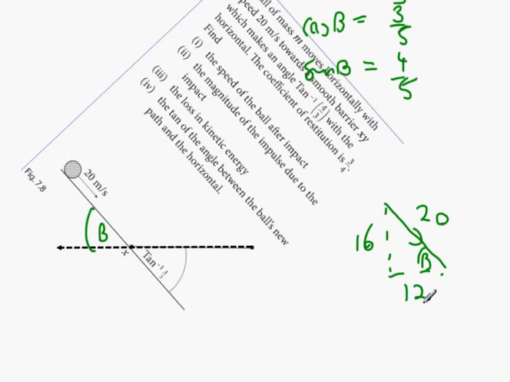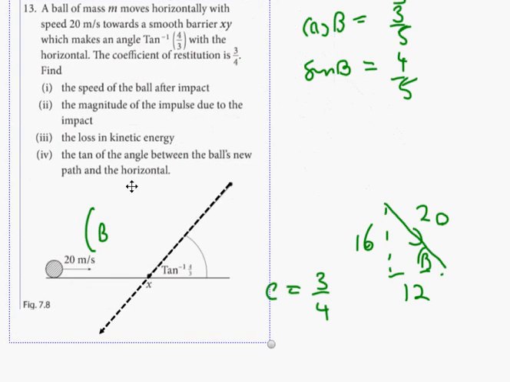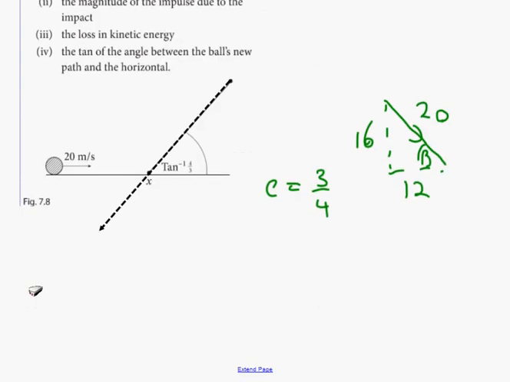Now, the question wants the speed after impact. What's the E value? E is 3/4, okay? So I can turn this back now, it's just confusing me at this stage. We're going to assume it's like a snooker table, so gravity isn't going to be affecting it whatsoever. No air resistance, no gravity. So we're hitting the barrier, which is now this part down here, and now it's going to bounce back upwards at a smaller angle than it was before.